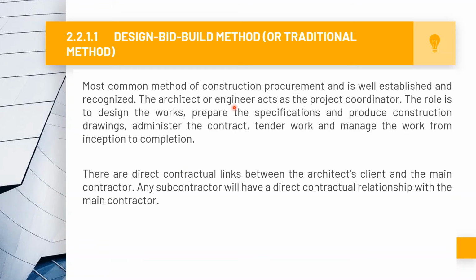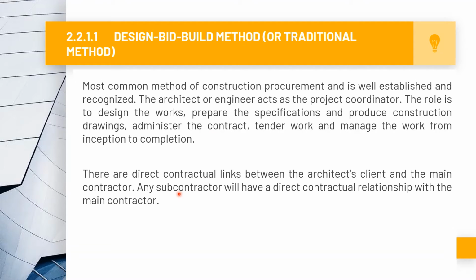Let's take a look at the first method, which is design, bid and build method, or commonly known as traditional method. This is the most common method of construction procurement and is well established and recognized. The architect or engineer act as the project coordinator. The role is to design the works, prepare the specification and produce construction drawings, administer the contract, tender work and manage the work from inception to completion.